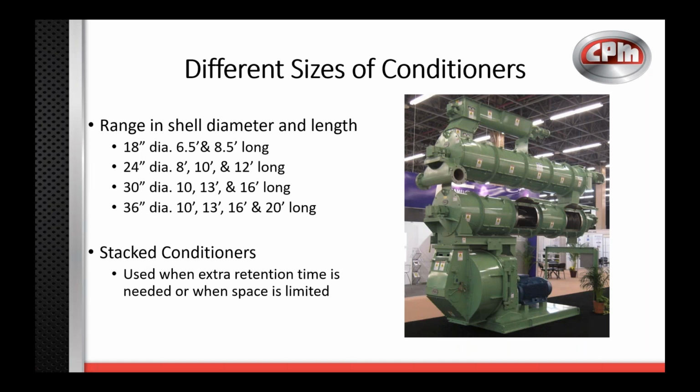So we have a wide range of different varieties and types of sizes. Our smallest conditioner being our 18-inch in diameter, 6.5 foot long, all the way up to 36 inch in diameter and 20 foot long. So there are quite a few different types in between. When we size conditioners, we want to match the physical volume size with the capacity that you're running and the ingredients that you're potentially running too. For example, if you're running a low bulk density product, it may need a larger diameter conditioner to still meet the retention time needs that you may have.